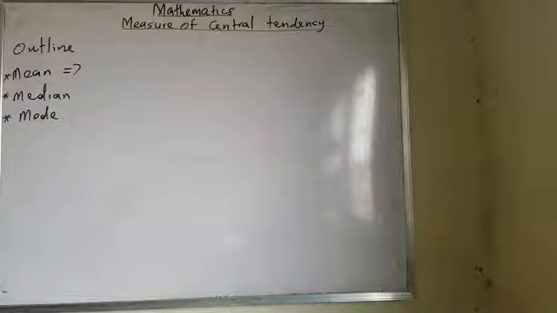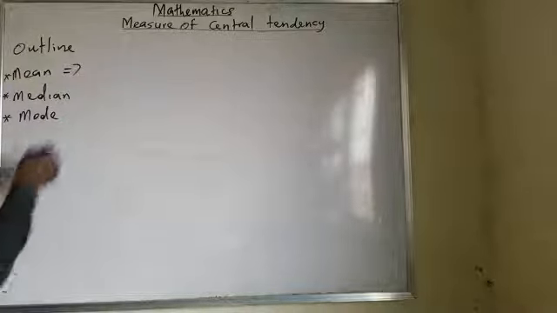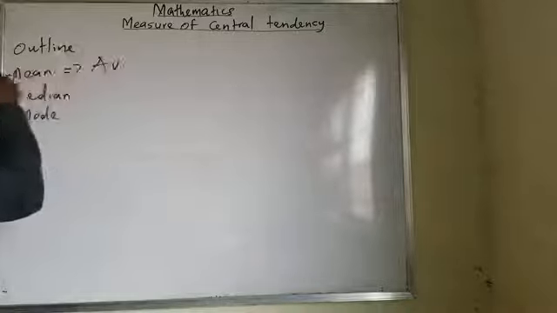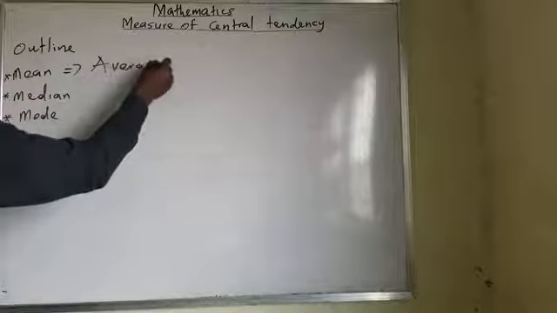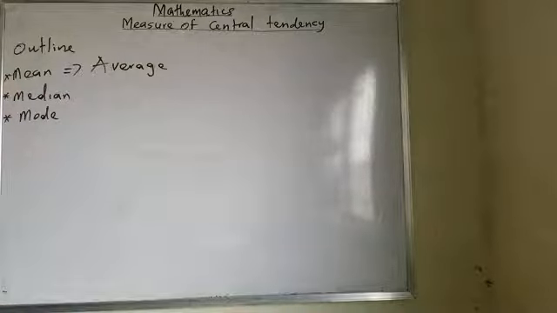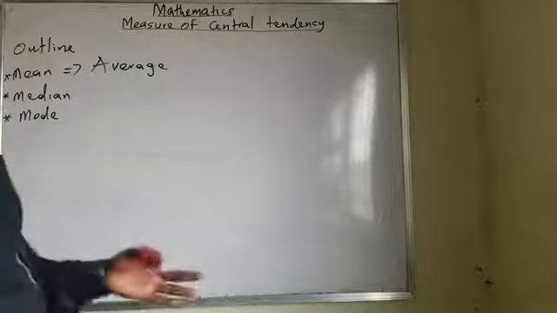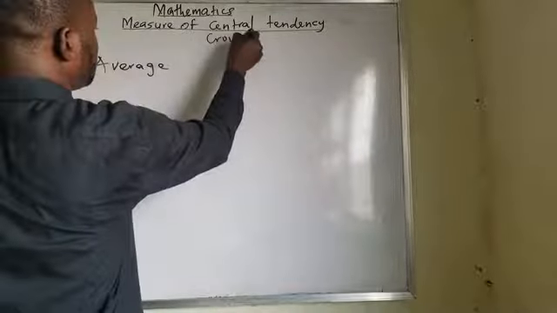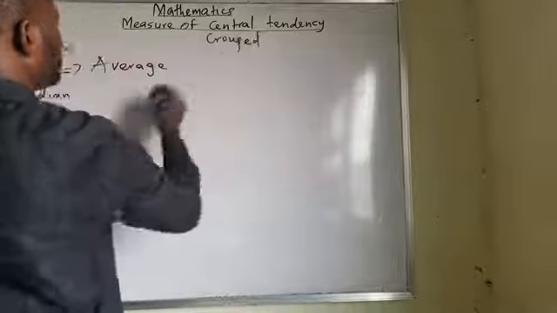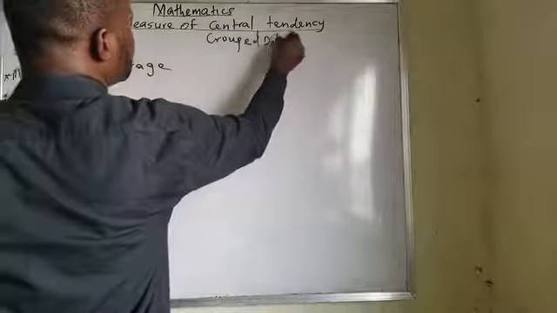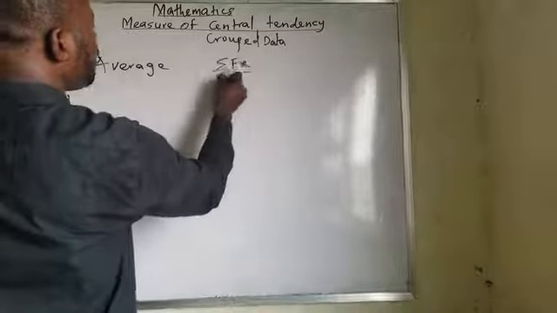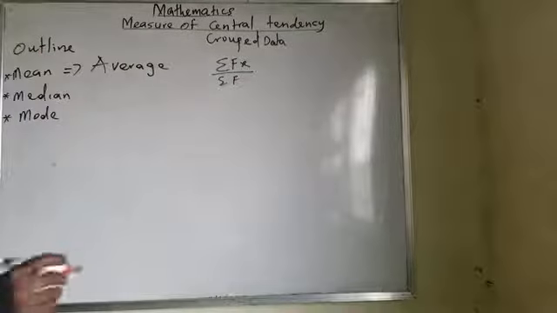Mean means average. Let me use the word average. That is mean. How do I get my mean? It can be grouped or ungrouped. If it is grouped, it means grouped data. I'm talking about grouped data. What you just do is summation of fx all over summation of f. That is my mean.